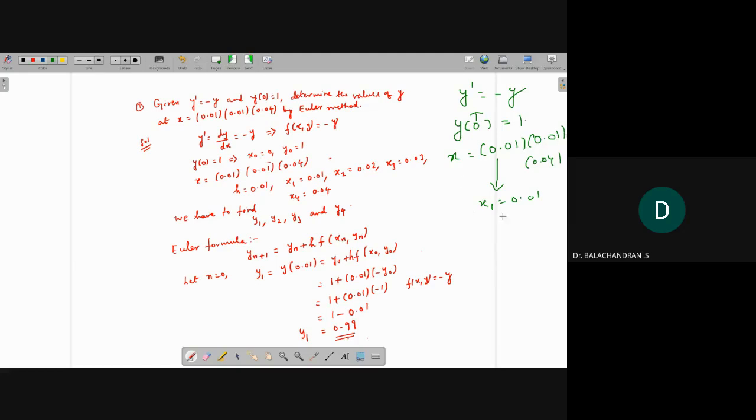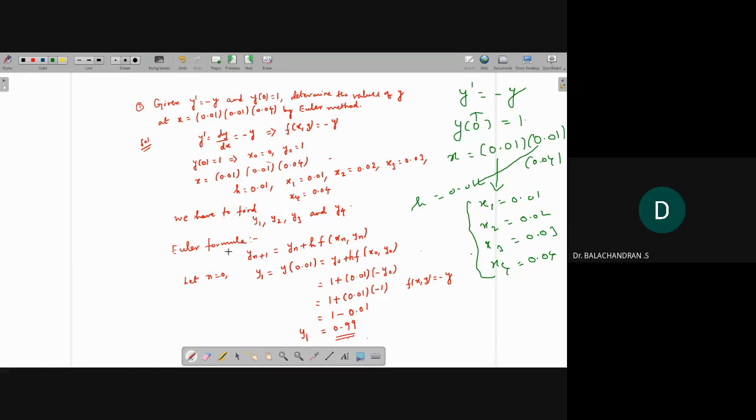The second one is h value. h is also 0.01. That means x2 is 0.02. x3 is 0.03. So this is the starting value, this is the last value, this is a common difference. x4 equal to 0.04 and h is equal to 0.01. Now corresponding to x1 to x4, we need to find y1, y2, y3, y4. So that is the problem.